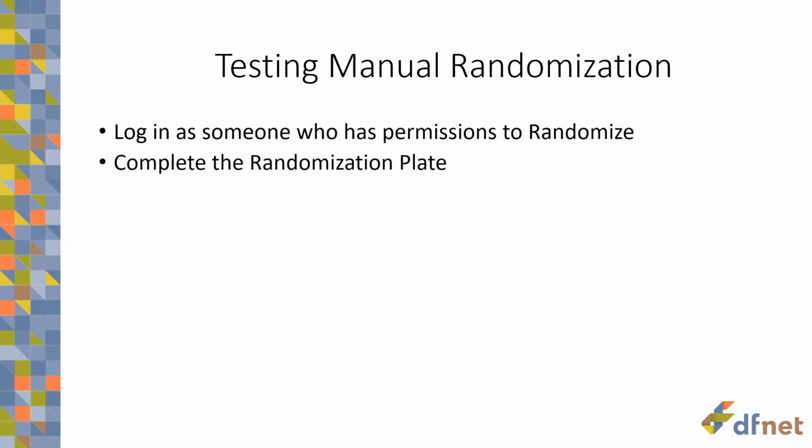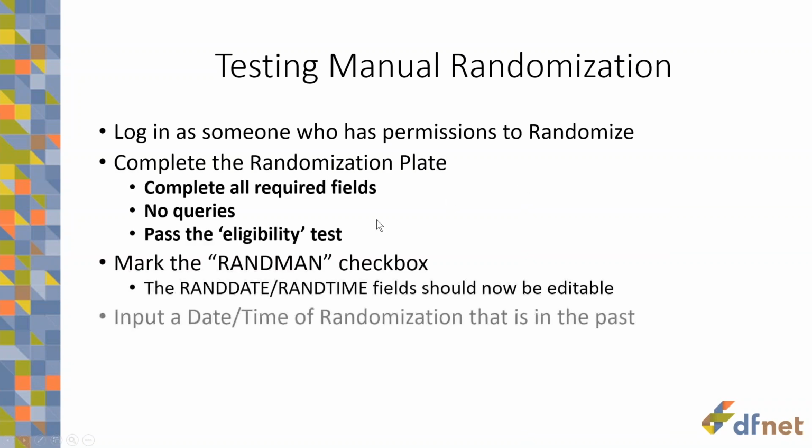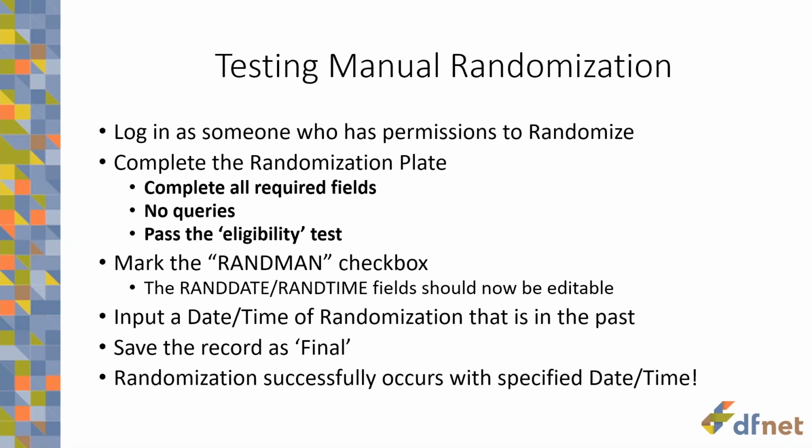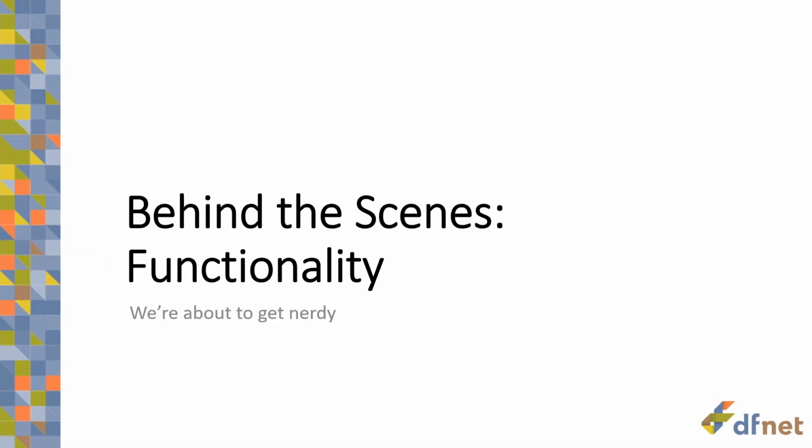And you can test the manual randomizations. Log in with someone who has permissions to randomize, complete the randomization plate, and if you mark that manual randomization box, you will notice that you'll be able to suddenly alter the date and time of randomization. Thus, if a manual randomization occurred 3 hours ago and you're just inputting the data into the database, you can input that previous date and time, and when you randomize, it will not override your values. And randomization successfully occurs.